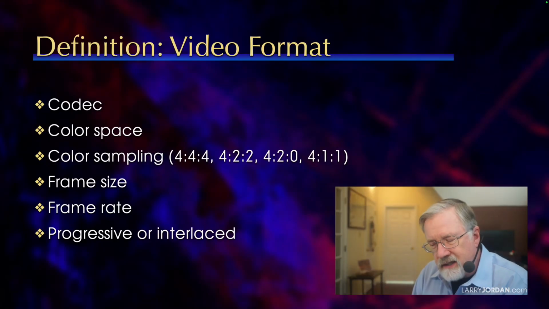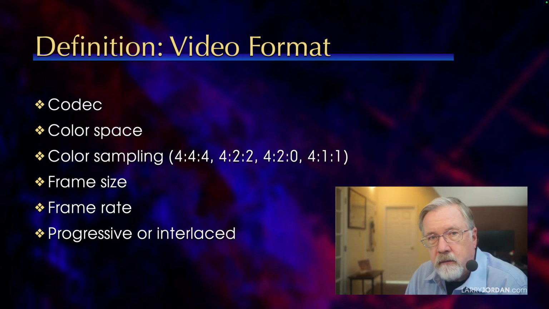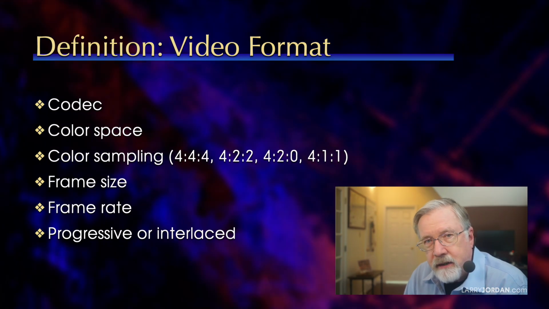A video format consists of 6 different things: the codec, or the compression that it uses, the color space, or how it represents colors, color sampling, whether it's 444, 422, 420, or 411, frame size, which we all know and love, frame rate, which we also understand, and whether it's progressive or interlaced. And I am delighted to report that interlacing is gradually and blessedly disappearing. Progressive is so much better at every possible level.